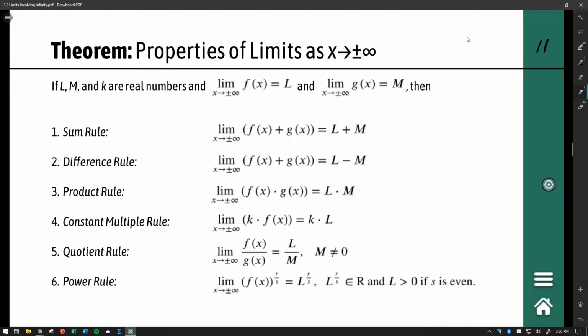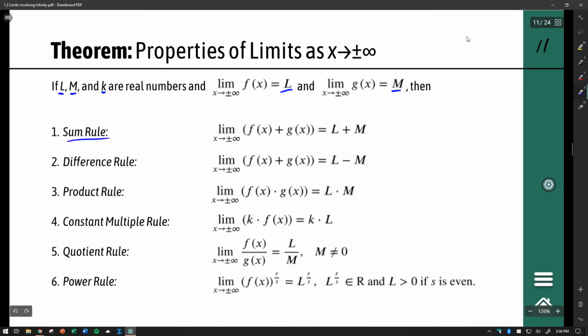All right, here's a theorem. Properties of limits as x approaches positive or negative infinity. Let L, M, and K be real numbers. L, M, and K are real numbers, and the limit as x approaches both positive and negative infinity of f of x is that real number L. When x approaches positive or negative infinity of g of x, we've got M.